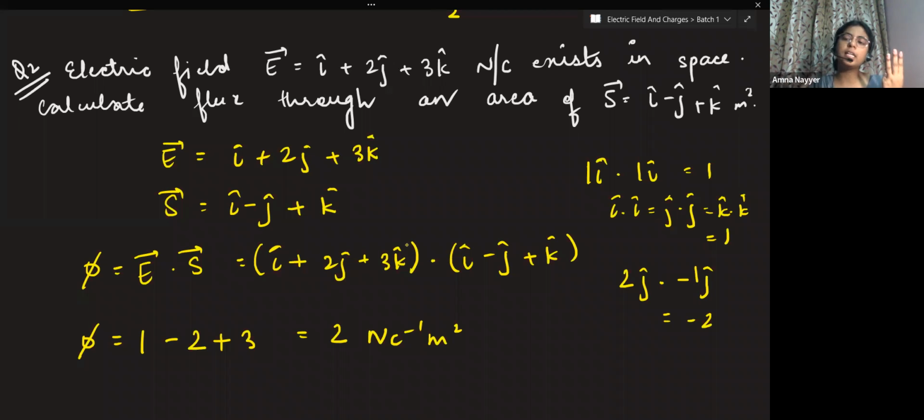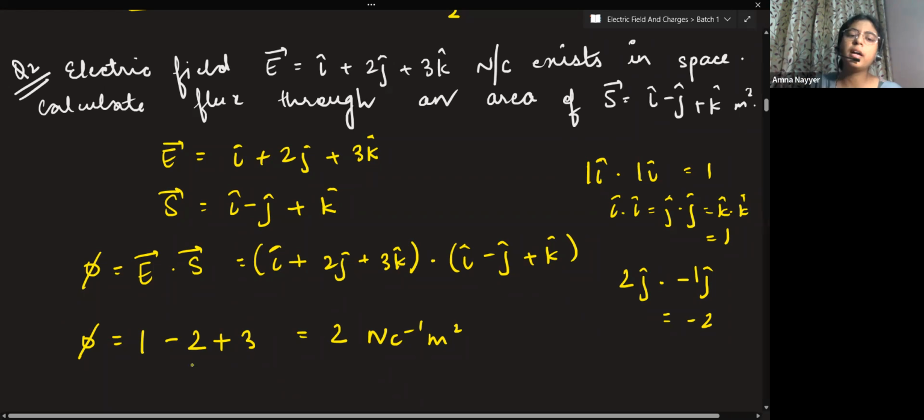Now you have to take the coefficient of K cap from the next vector that you have, that is the surface area. So that is what? That is 1. So 3 multiplied by 1 gives us what? 3. So I have written 3. So 1 minus 2 gives -1 and 3 minus 1 gives 2.